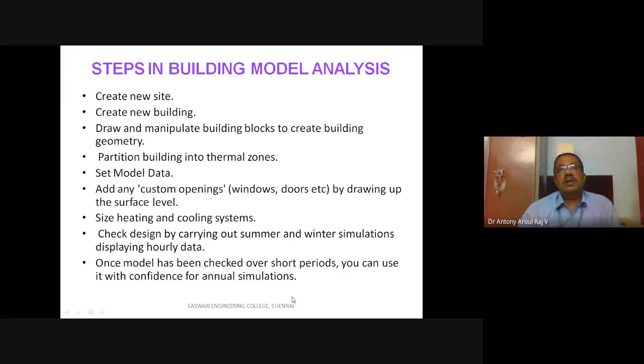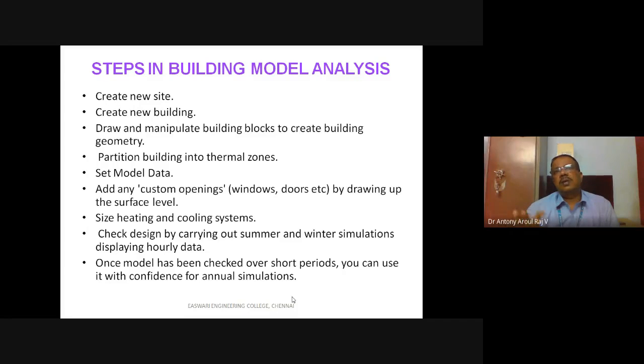Even in simulation you can go for just 1 week, then one month, and then you can go for 1 year. Because there will be a problem when you are going for year-round simulation. If you go for a very big building, it will take a long time. In a small computer, you are doing it for a very big building, so that means you have to go step by step.